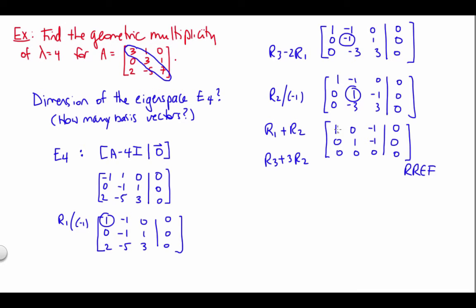Now to solve this system, we need to take a look at the leading ones. So in the first row, there's our leading 1. In the second row, there's our leading 1. So overall, we've got 2 leading 1s in this matrix. The third column does not have a leading 1, therefore it's going to take a parameter value. Alright, so at this point we should be able to predict the answer. There's one parameter in the solution, meaning there's going to be one basis vector for this eigenspace, meaning the geometric multiplicity of lambda equal 4 is equal to 1.